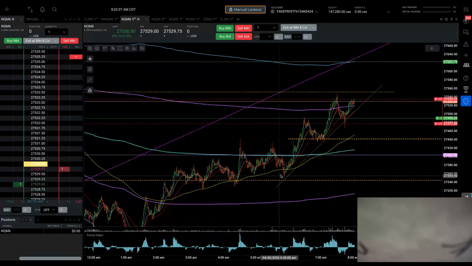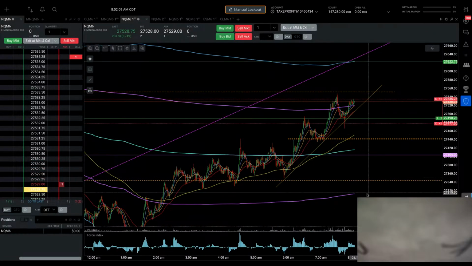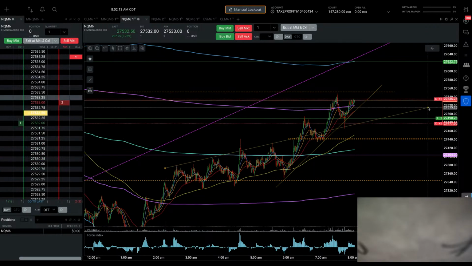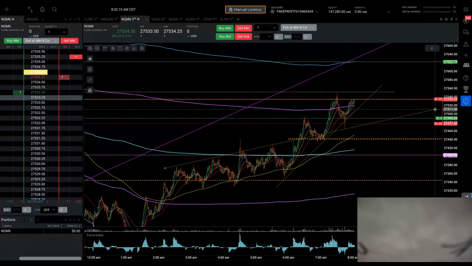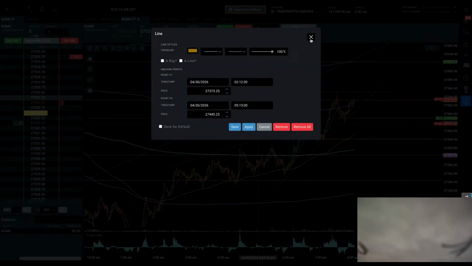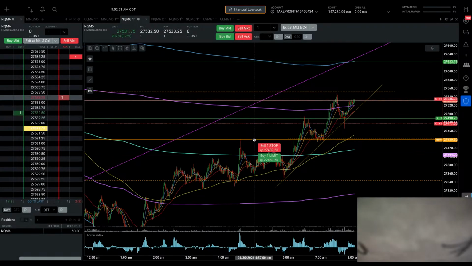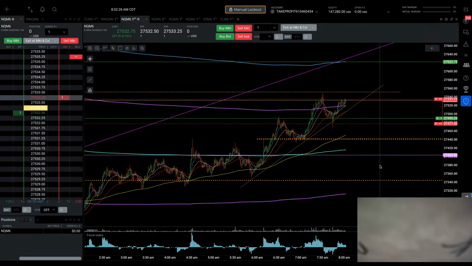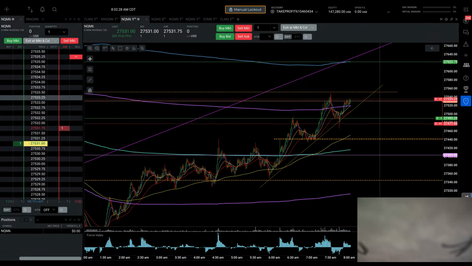Market's about to open. We've got this little short-term trend line here. You can even do something like this, maybe. Let's see if this works out good. Too many lines. This is good. Zone to zone. We're playing zone to zone.